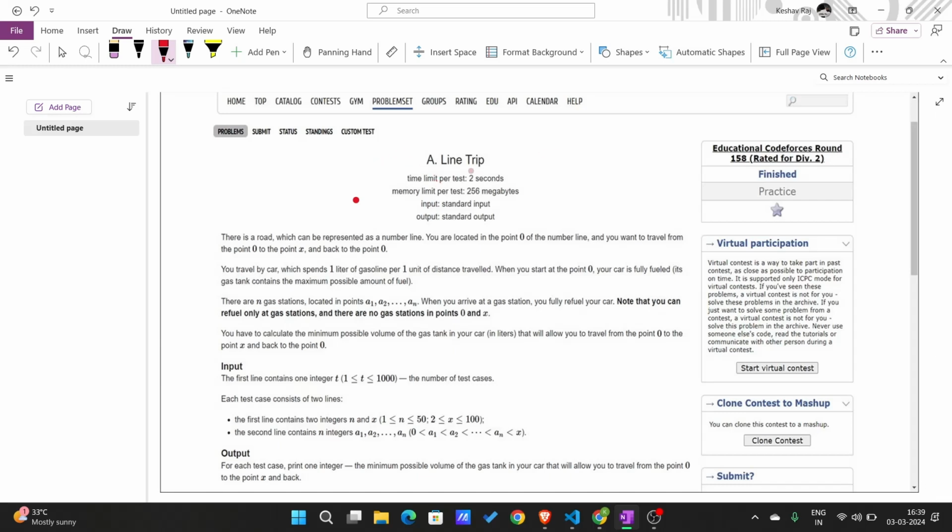So here we are going to solve this problem known as Line Trip. It is one of the problems from the TLE Eliminators CP31 set. It is an 800 rating problem. So let's read out the question first.